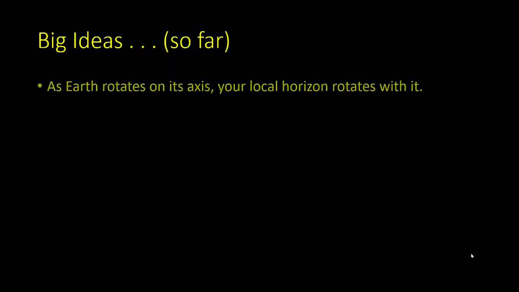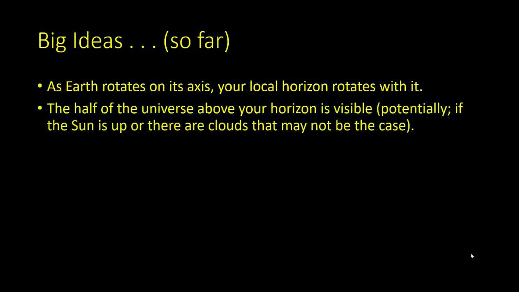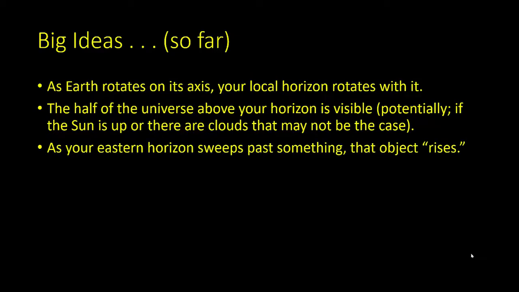Among them, as the Earth rotates on its axis, your local horizon rotates with it. You rotate with it, and your local horizon just depends on where you happen to be on the Earth, so it rotates with the Earth. The half of the universe above your horizon is visible, potentially. Half of the universe below your horizon is not visible because you'd have to look through the Earth to be able to see it.